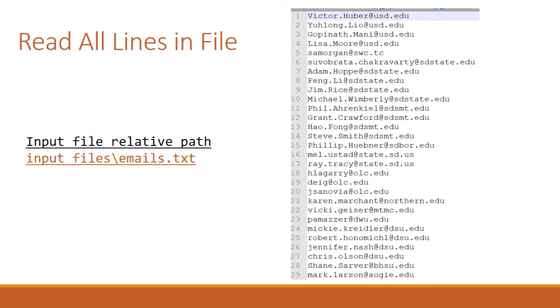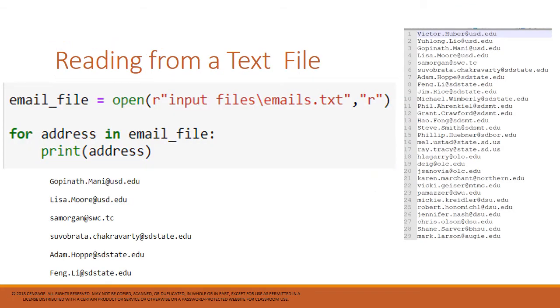So we're going to consider an example where I have a text file that's comprised of a list of email addresses, and I've placed this text file in a subfolder of my current working directory called input files/emails.txt. I've written a segment of code that opens this file and then prints each line of the file.